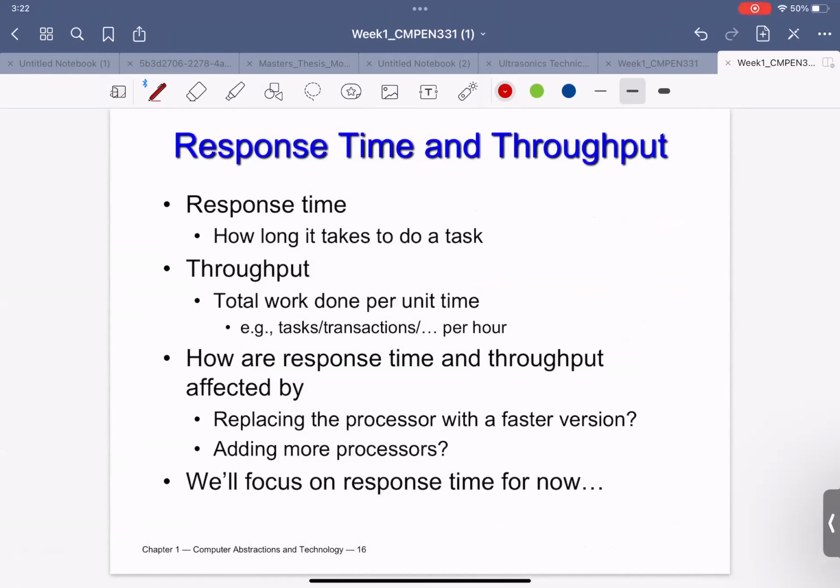Some expressions I would like you to be familiar with, for instance, the response time. The response time is how long it takes to do a particular task. If I give you a task and you return to me with your feedback after a certain time, this is your response time. If you take 1 minute, your response time is 1 minute. If you take 1 second, your response time is 1 second. It's exactly the same with the CPU. I might give a task to a CPU and then calculate the response time.